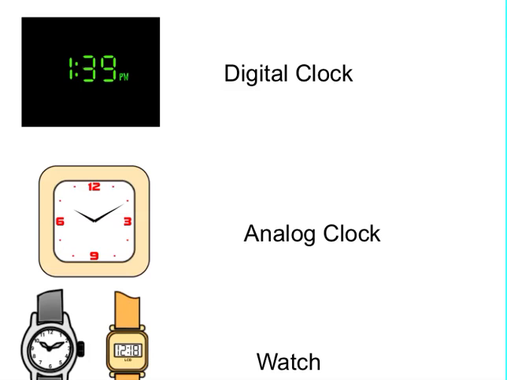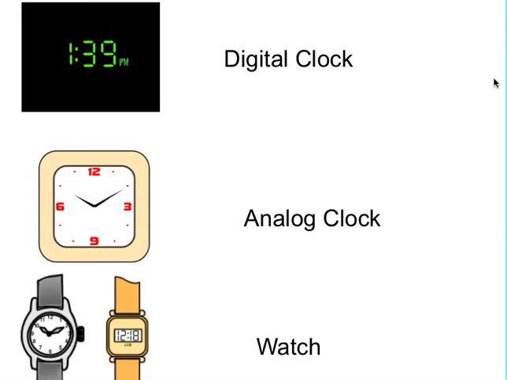That's the kind of clock that we have in our classroom. It's the clock that has the hands and the numbers, and the hands move around the clock. The third kind of clock is a watch. Many of you have a watch, and watches can either be digital or analog.